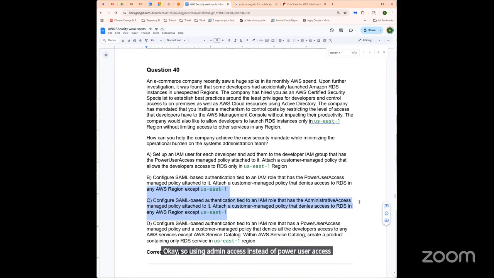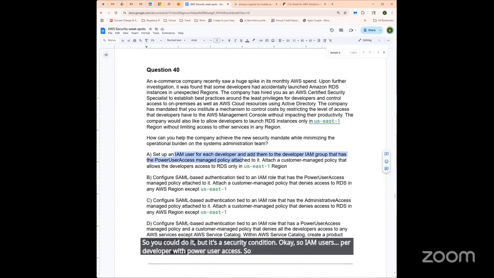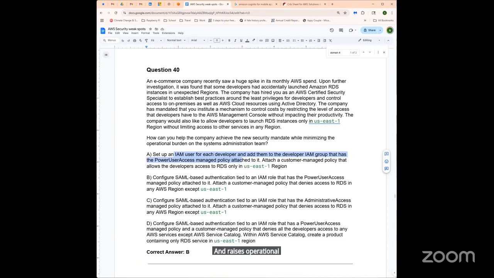So admin access includes IAM permissions and it exceeds least privilege. So you could do it, but it's a security condition. Okay, so IAM users per developer with power user access. So this forces manual management and it undermines the Active Directory based single sign-on and raises operational burden, right? So that's a big problem.